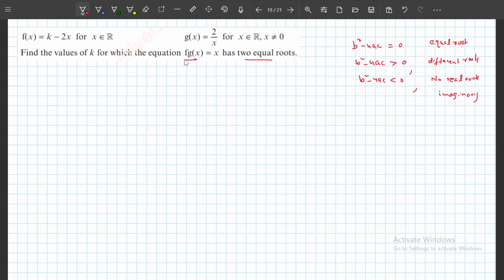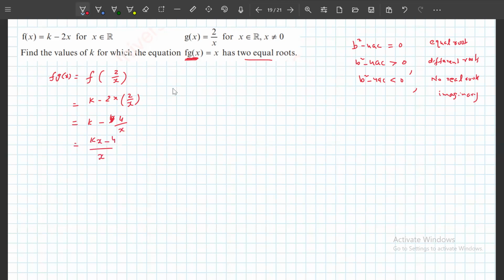Anyway, here we will apply b squared minus 4ac equal to 0 at the end, but before that we will use the composite concept for fg of x. And fg of x is equal to what? We will keep the same f, and g of x equals 2 over x, and then replace 2 over x in the function f, which is k minus 2 in place of x. We can say that 2 over x, or one more step, 2 twos are 4, 4 over x. After this, we cannot simplify more. If you want, we can take the LCM, so kx minus 4 over x.